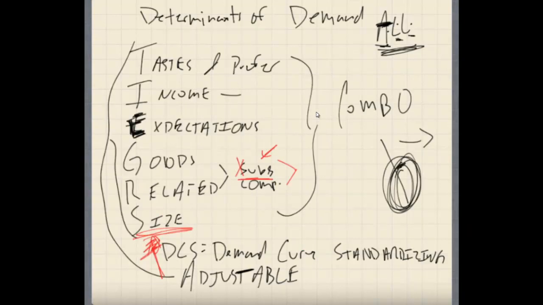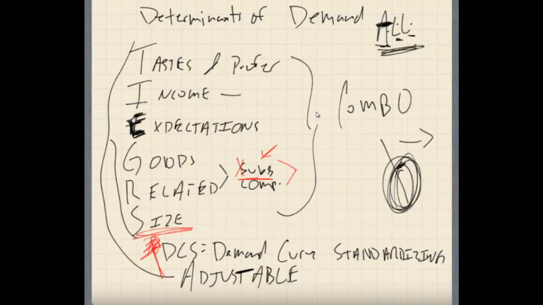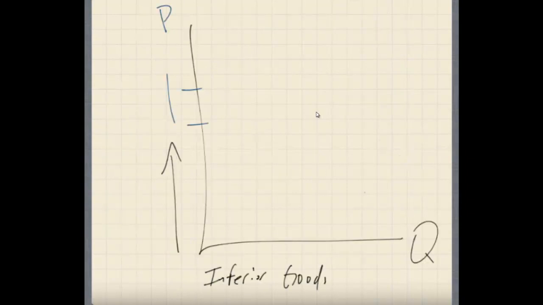One other thing we got to cover here with goods. So generally speaking, let me see what we've got here. Okay, so the size of the market, we talked about that. Goods related. Okay, so let's go over Veblen.